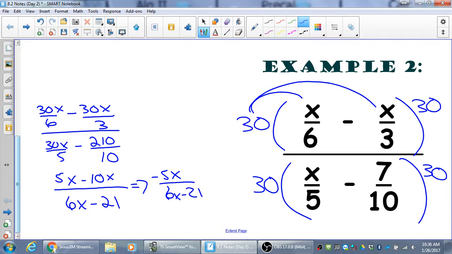So 5x minus 10x, 5 minus 10 is negative 5. Now, let me show you this. If it was 5x minus 10 over 6x minus 21, can I subtract the top now? No, it's not the same. It must be same variables, the same powers in order to combine like this right here. Very good.